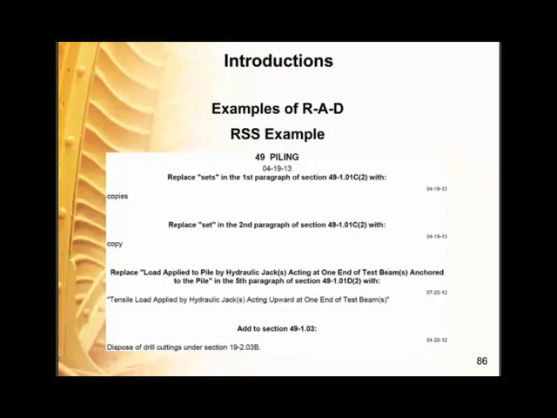The third revision shown replaces a short clause within the fifth paragraph in section 49-1.01D2. And the last revision shown in this example is adding "dispose of drill cuttings" under section 19-2.03B to section 49-1.03. Again, you can see using the introductory clauses, we're very specific where changes are now being made within our specifications.